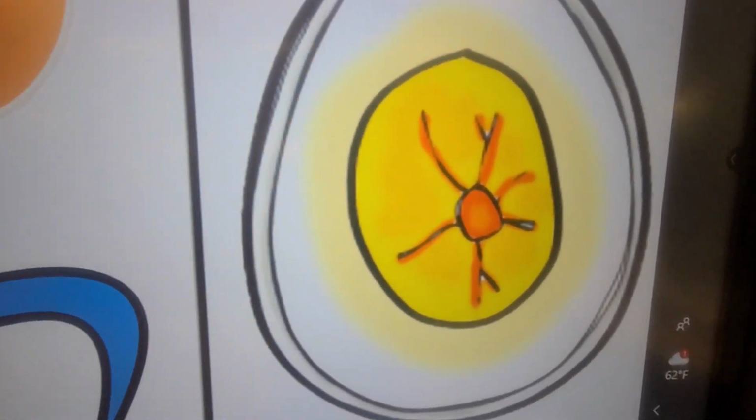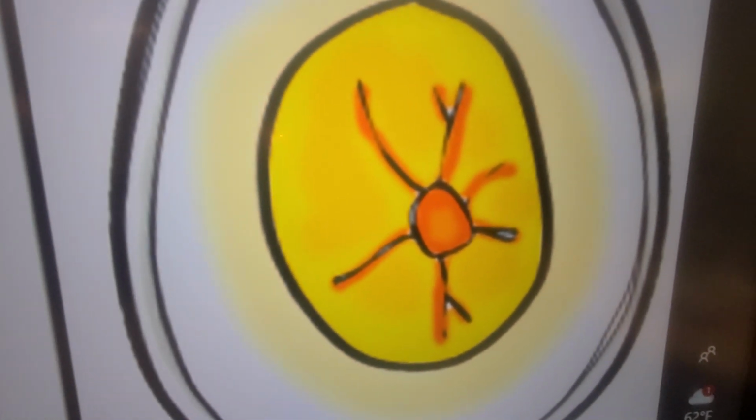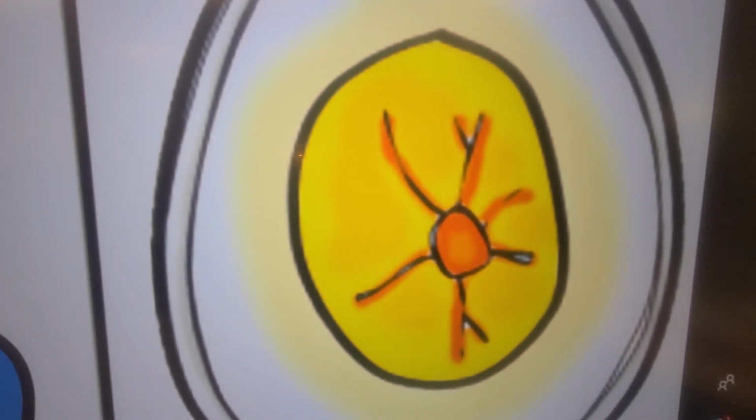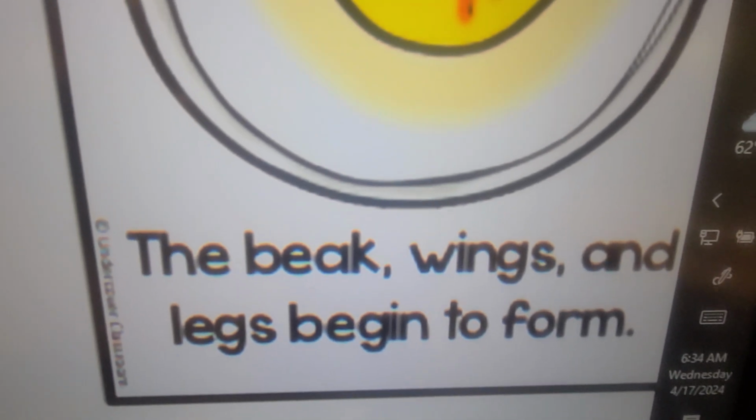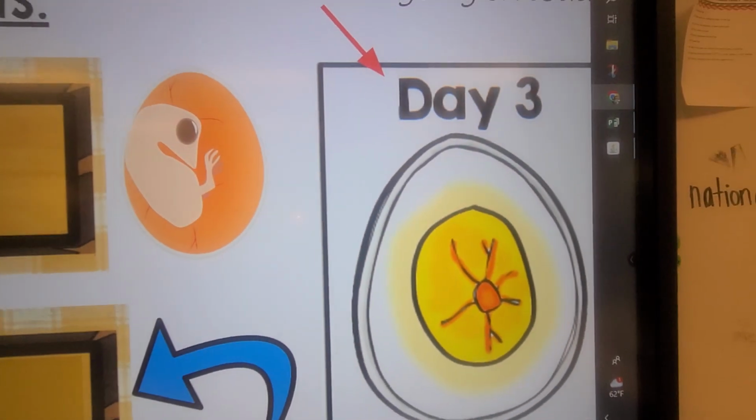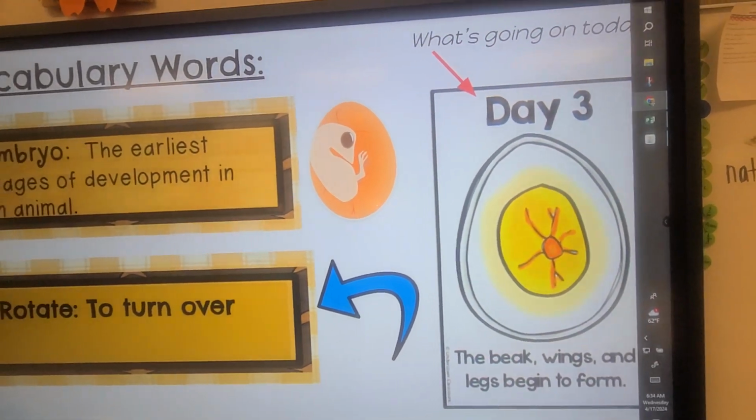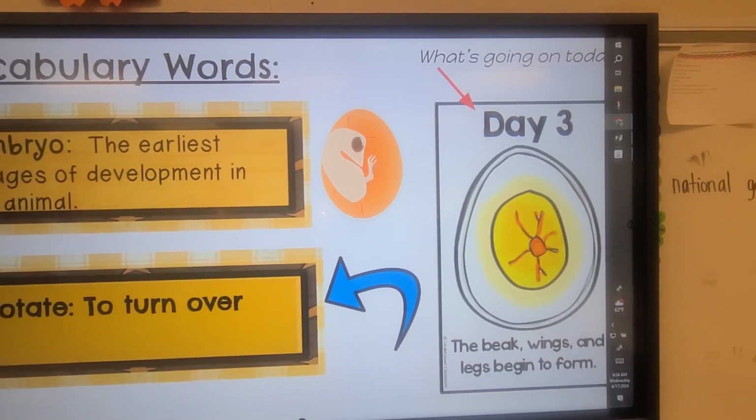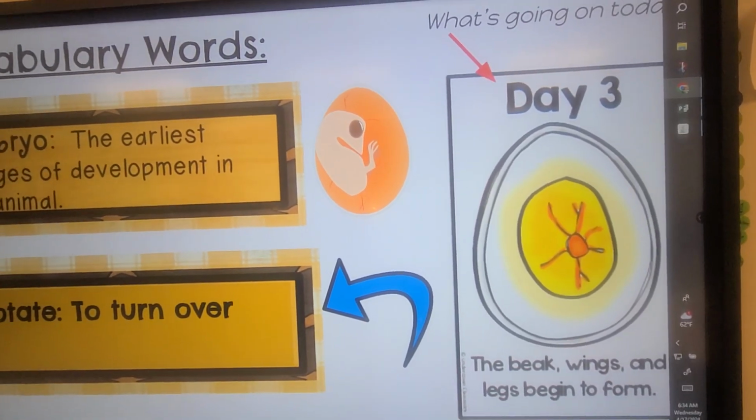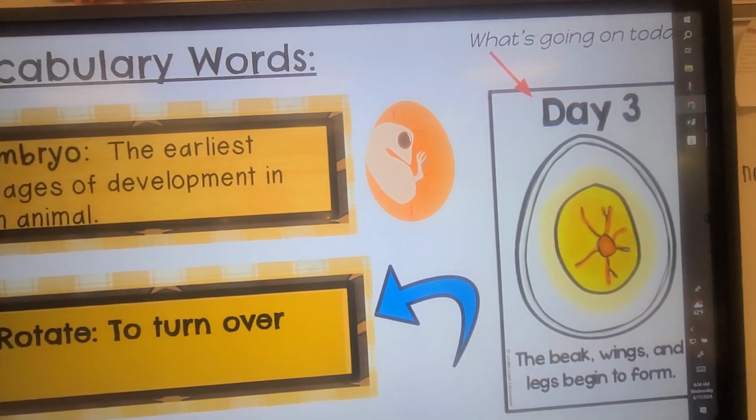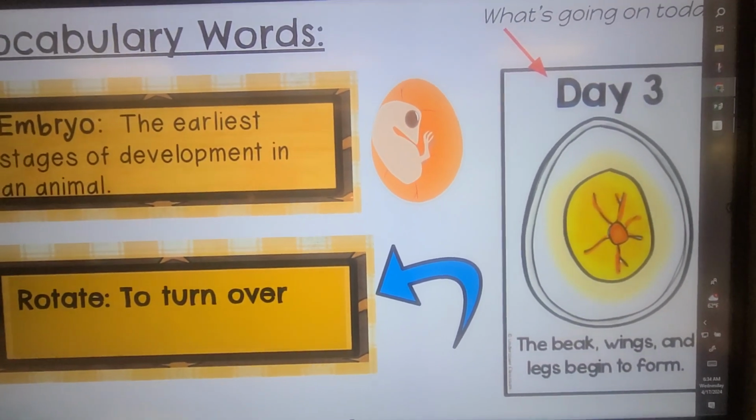And then today, for day 3, I want you to look and see the growth of the embryo that's happened already in just 3 days. And on day 3, look what's happening. The beak, wings, and legs begin to form. So it is amazing. We've talked about this a little bit. This is a 21-day period. So day by day by day, more and more growth is happening. It's a very, very fast development, isn't it?